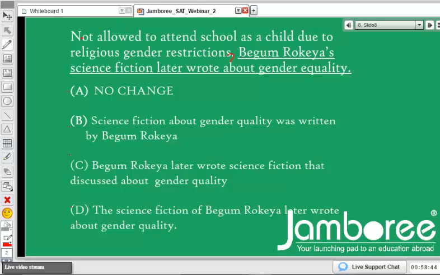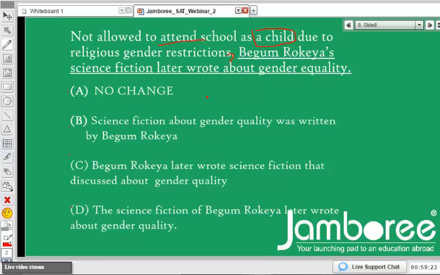So let's read. It says, not allowed to attend school as a child due to religious, gender, something, doesn't matter. So, not allowed to attend school as a child. Who are we talking about? The subject of the sentence is a human being. We can all agree to that, right? So after the comma, we need the name of a human being. That's all. Now that we know it is actually testing the comma subject rule, we just have to see whether the subject is coming immediately after the comma or not.